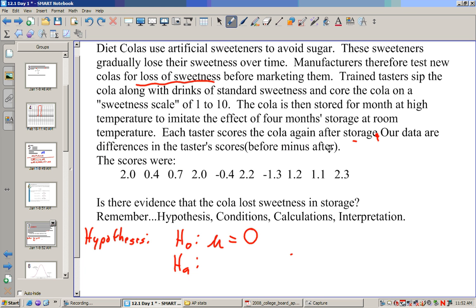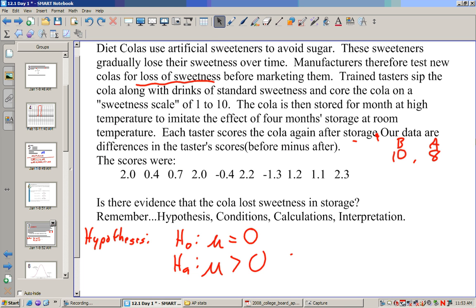So if it had 10 before and afterwards it was 8, that would be 2. That means that it lost a sweetness of 2. So if our mu is greater than 0, then that would mean that it loses sweetness.